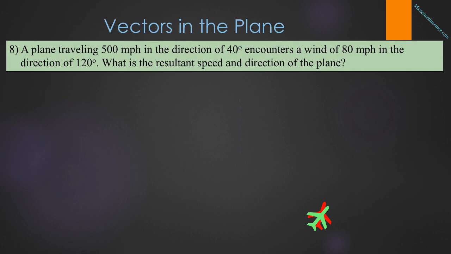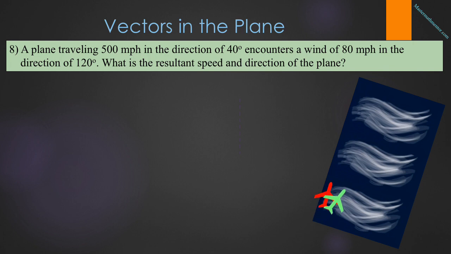Number 8. A plane traveling 500 miles per hour in the direction of 40 degrees encounters a wind of 80 miles per hour in the direction of 120 degrees. What is the resultant speed and direction of the plane?